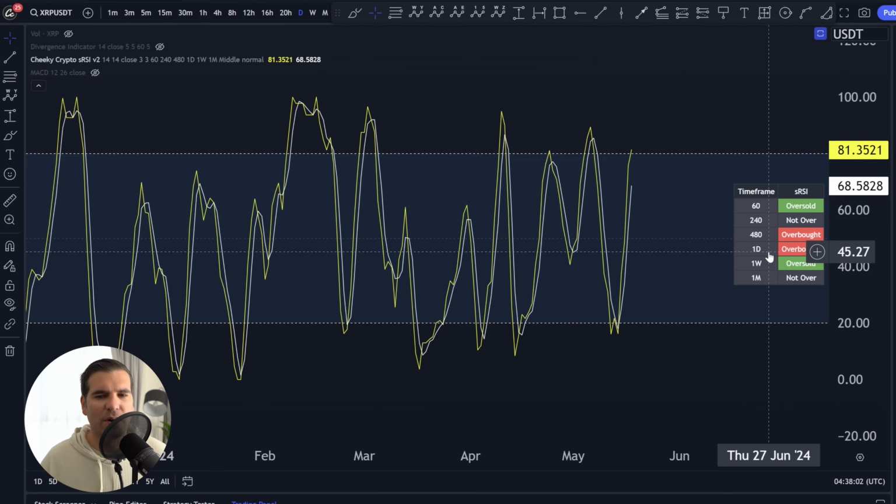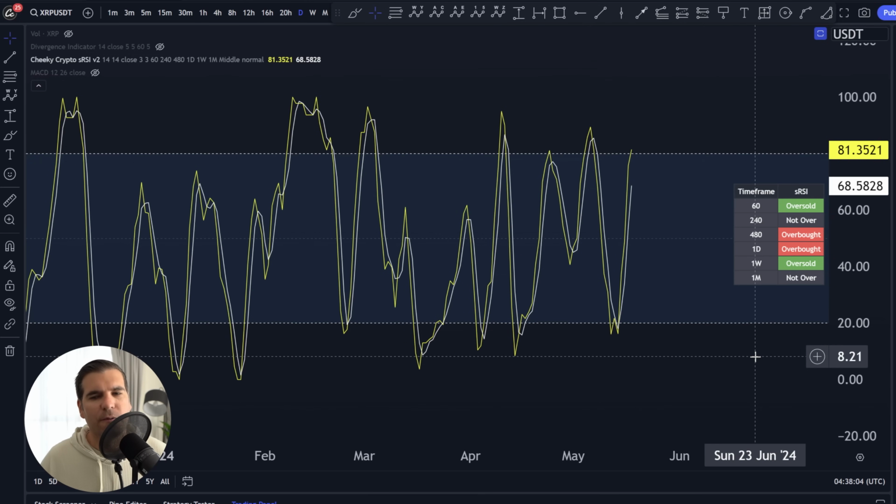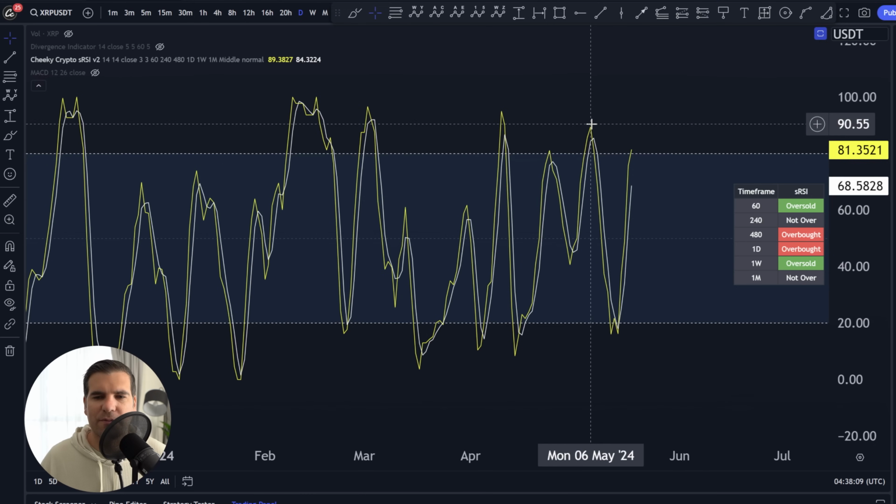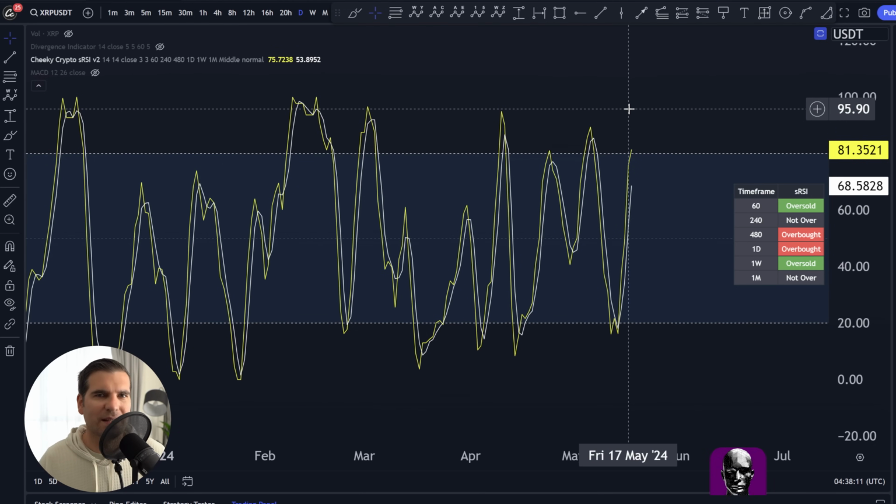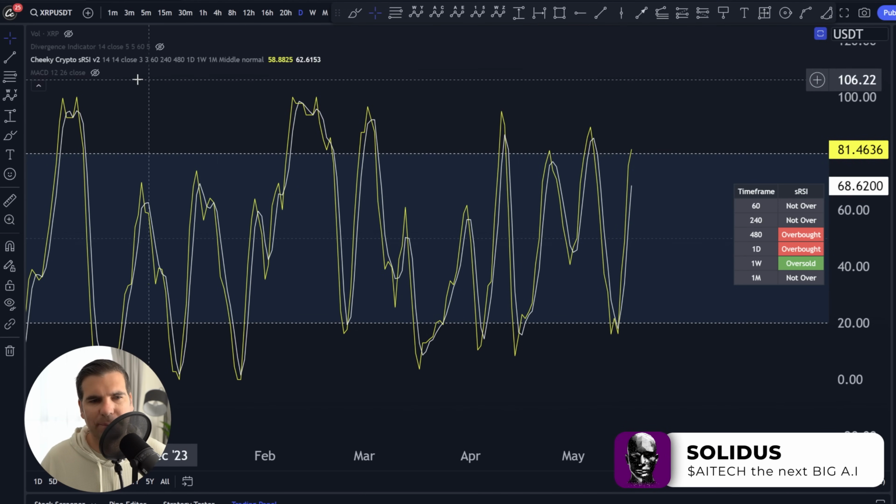And we are overbought not only on the daily, but also on the 4 hourly. On the smaller timeframes, sorry, on the 4 hourly and 1 hourly timeframes, there's more positivity. We might see a little bit more of a lift to the upside.